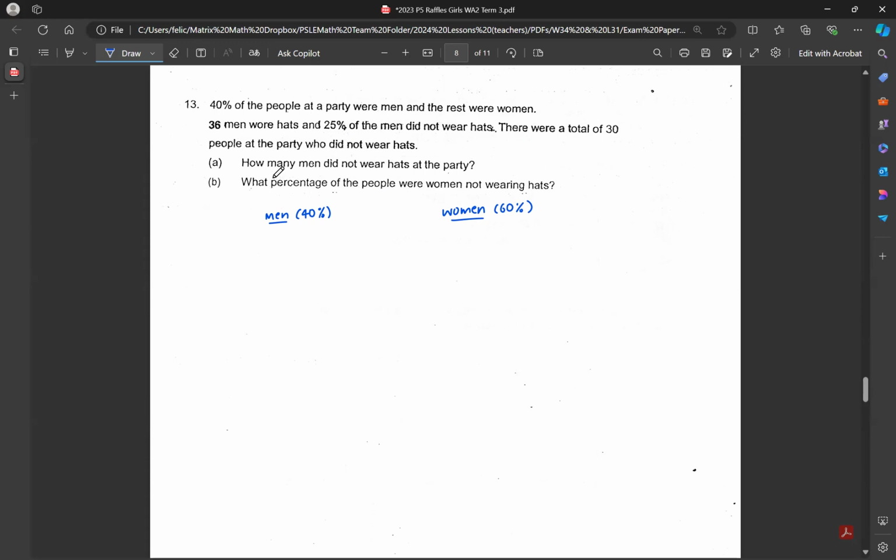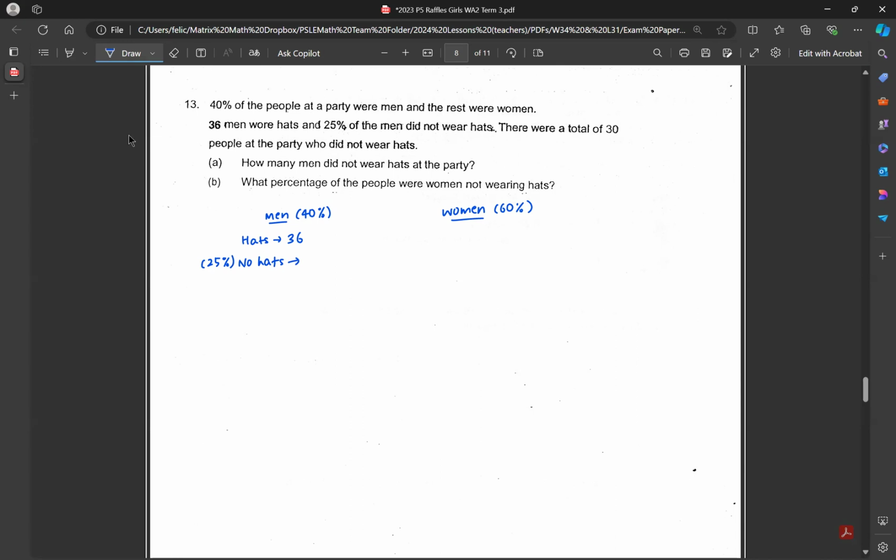All right. Now, from here onwards, we are going to figure out those who wear hats and those who don't wear hats. So right now for the men, let me just write properly. Those who wear hats, I know that 36 men wore hats. So I just recorded that down. They said 25% of the men did not wear hats. So those without hats, it's 25% of the men, which I don't know what it is. I don't know how many people belong to the 25%.